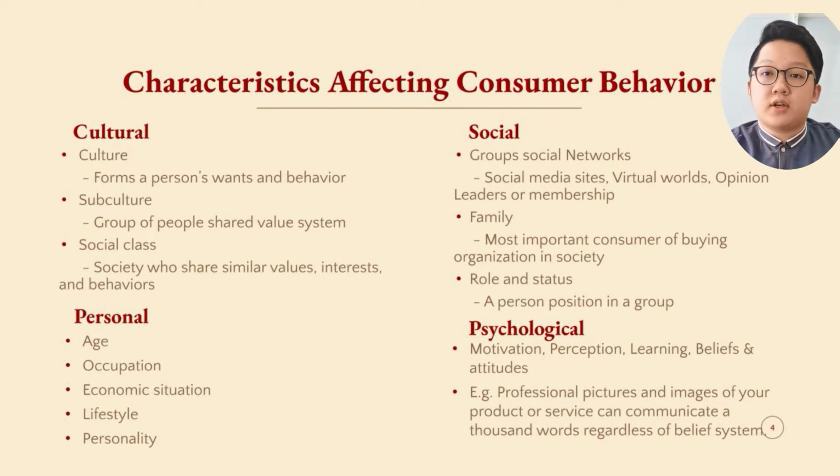So the third characteristic affecting consumer behavior is the personal. Roughly, we have selected five categories among us in society. The first one is age, the second is occupation, the third is economic situation, the fourth is lifestyle, and lastly is personality.